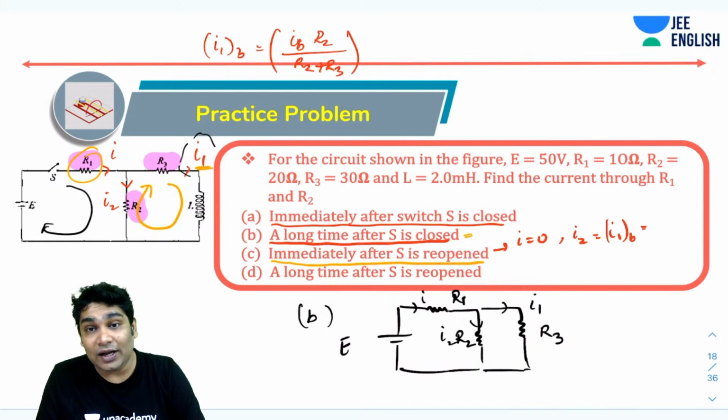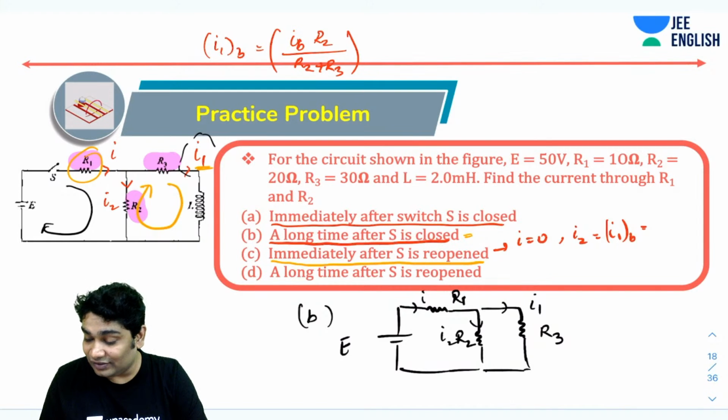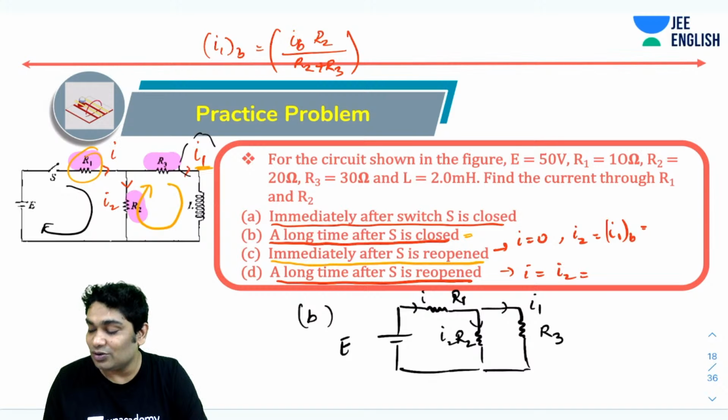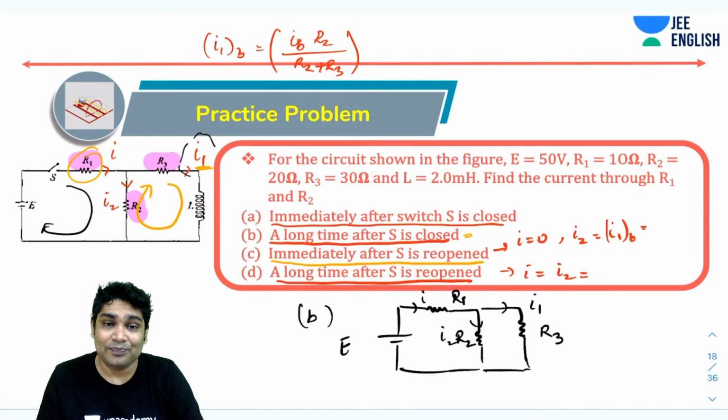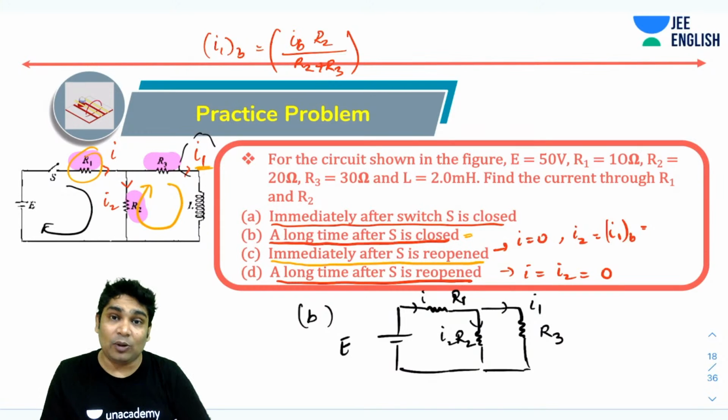How about long time after S is reopened? At this instant, you realize all the current would have decayed. So here the answer would be I equals I2 equals 0. All the current would have dropped down to 0. Okay, so this is how you will tackle a typical problem with an LR circuit.